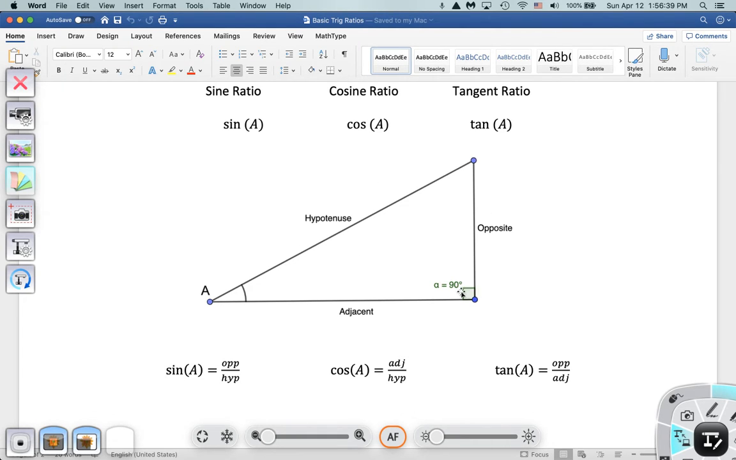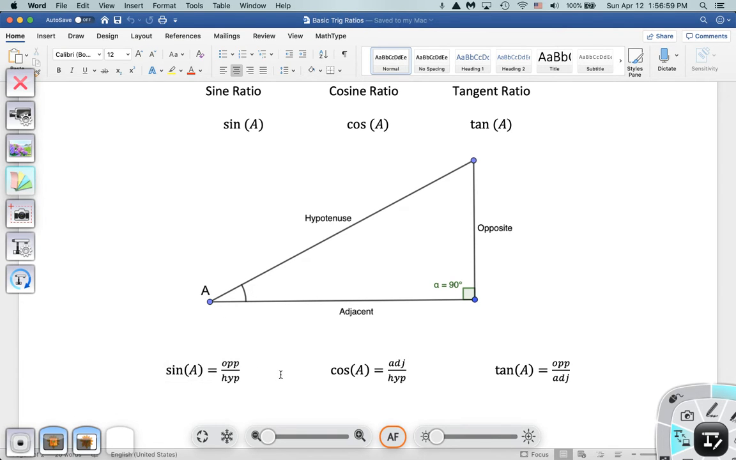So remember, there's a right angle in right triangles because we're always going to do trig functions of right triangles. And across from the right angle is our hypotenuse. The side that makes the angle with the hypotenuse is called the adjacent side, and the side opposite the angle is obviously the opposite side.